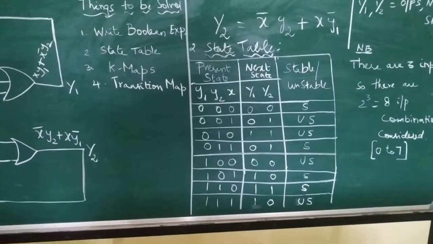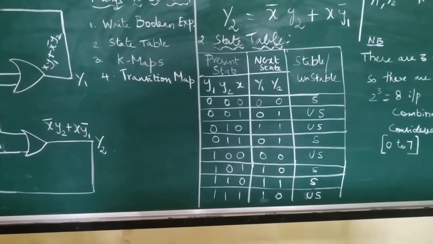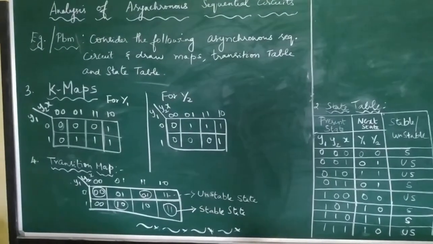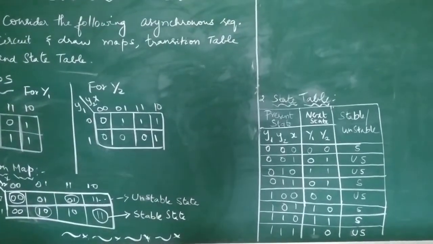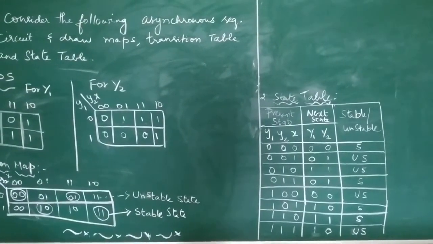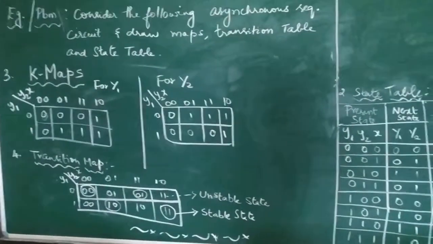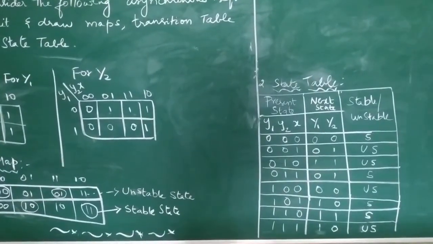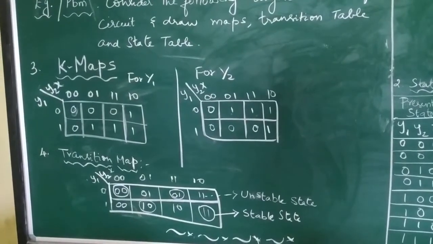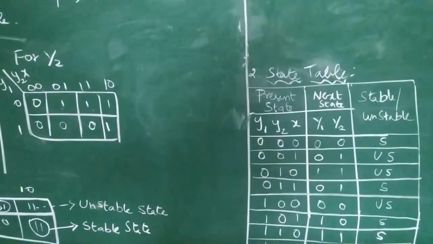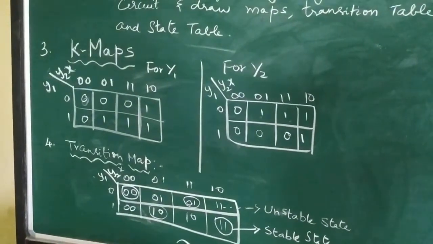The state table is similar to the truth table in the combinational circuit. The next step is to do the K-maps. Because we have 3 inputs in the state table, we take 2 power 3, 8 cells in the K-map. So the K-maps are worked out from the state table. We are very familiar with K-maps, so I needn't explain it to you separately. So see the state table, the present state y1, y2, x. That's what are the inputs to the K-map, y1, y2, x.